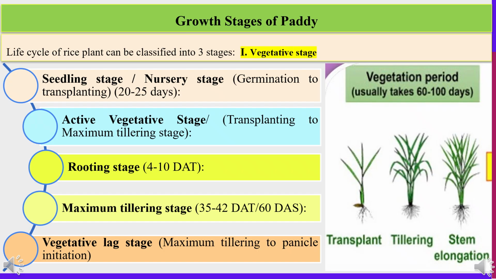The vegetative stage of rice begins with the seedling/nursery stage, germination to transplanting, about 20 to 25 days, followed by the active vegetative stage from transplanting to maximum tillering. During the rooting stage, 4 to 10 days after transplanting, roots establish and adapt to the field. This leads to the maximum tillering stage, 35 to 42 DAT or about 60 DAS, when the plant produces the highest number of tillers. After this, in the vegetative lag stage, growth slows and the plant transitions toward the reproductive phase, marked by panicle initiation.